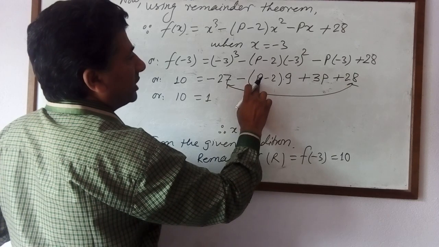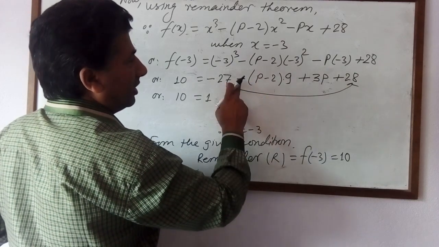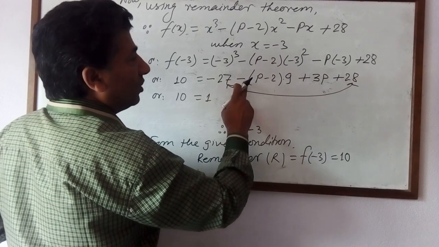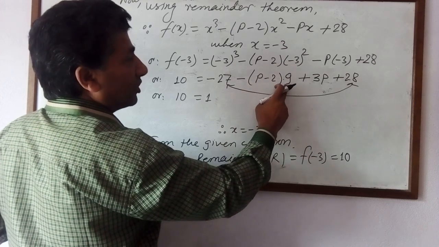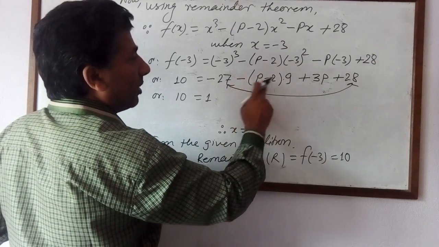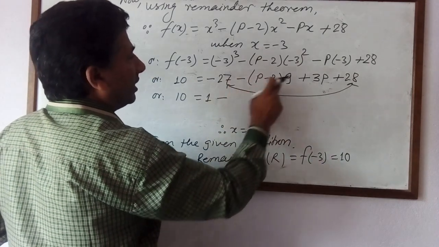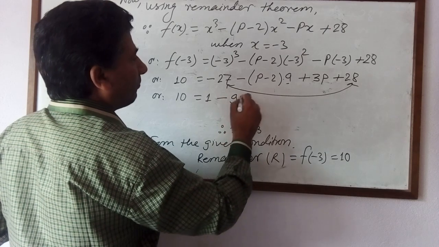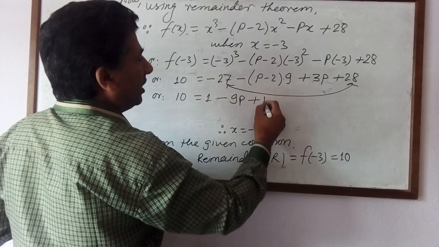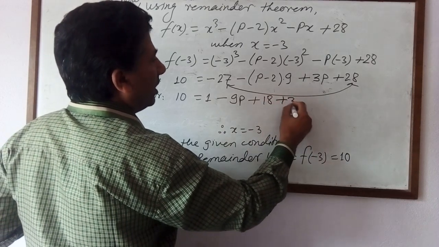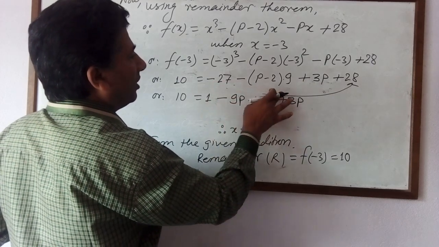Now multiply this p minus 2 by this minus sign, and by this 9 also. Remember there is a minus sign, and a bracket means multiplication. Without multiplying these two by this minus sign, we cannot remove the bracket. Multiply both by the minus sign and by this 9 also. Minus times p is minus 9p. Minus times minus 2 is plus 2 times 9, which is 18. Plus 3p. The 28 minus 27 we have already written as 1.